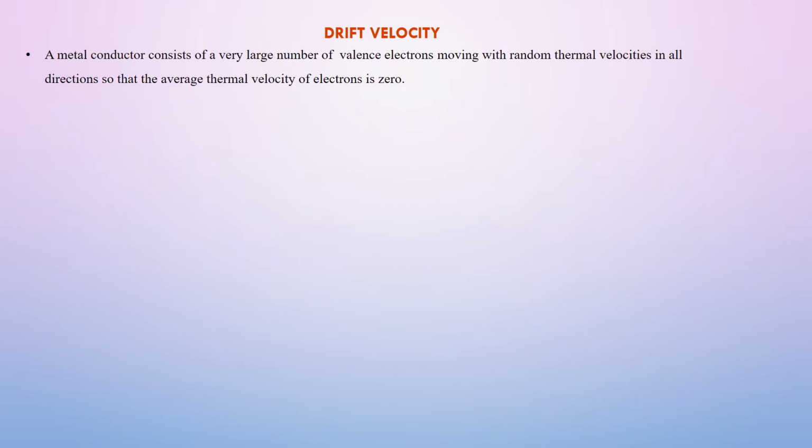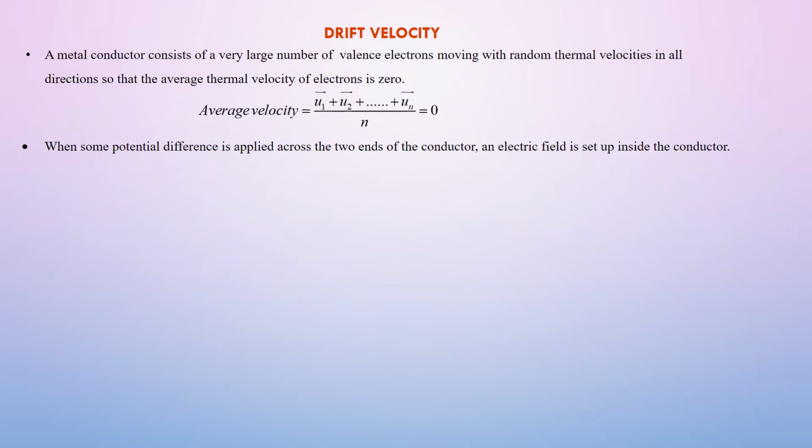The next thing is drift velocity. Children, a metal conductor consists of a very large number of valence electrons, that is 10 to the power of 29 per meter cube. And all these valence electrons are moving with random thermal velocities in all directions. So if they are moving with different velocities in different directions, the average thermal velocity is 0. That is, u1 plus u2 plus u3 up to un divided by n is equal to 0.